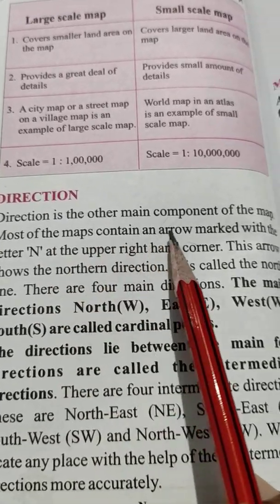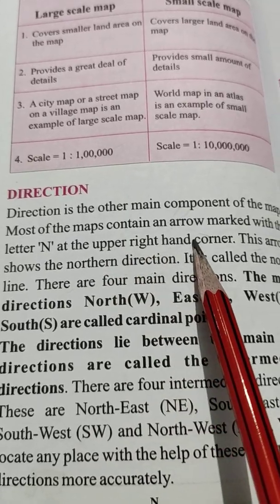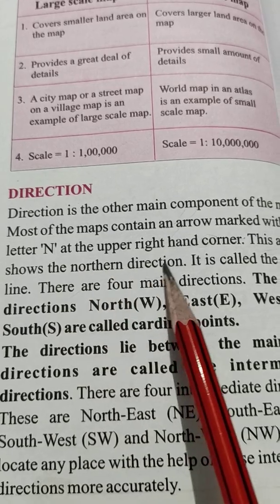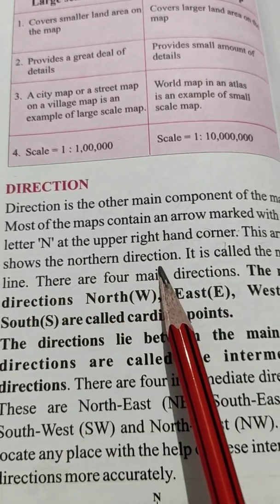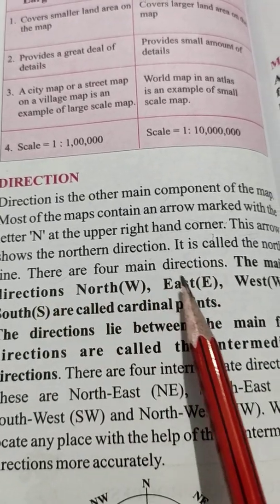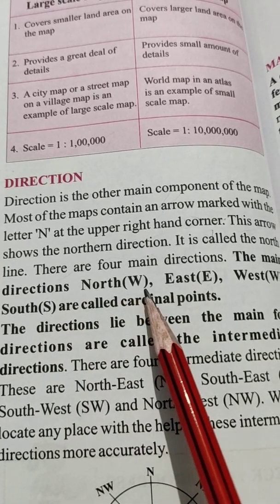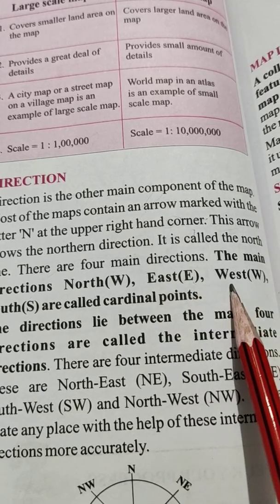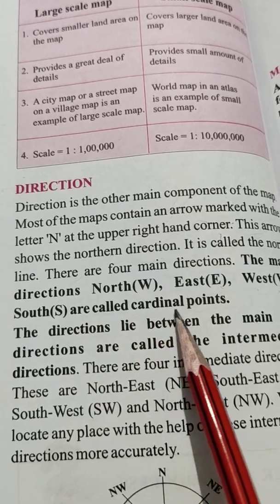Then direction. Direction is the other main component of the map. Most of the maps contain an arrow marked with the letter N at the upper right hand corner. This arrow shows the northern direction. It is called the north line. There are four main directions. The main directions: north N, east E, west W, and south S are called cardinal points.